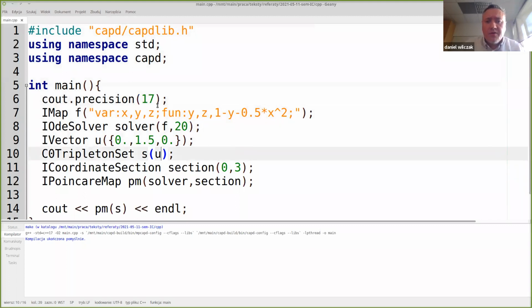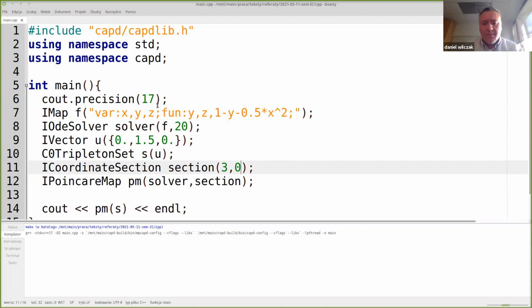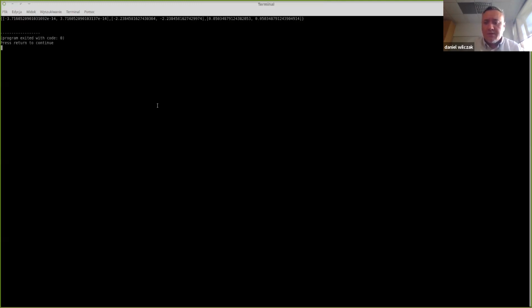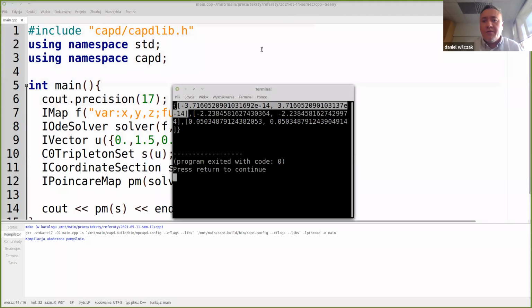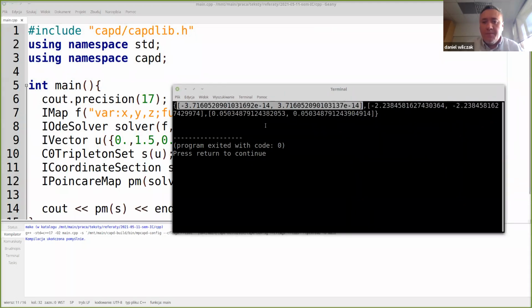I don't remember if I correctly provided the order of the arguments here like that. Let me check again. Oh yes, this is the result. So we see that the section is given by x equal to 0. So this is our enclosure of the first component. It contains 0, and the remaining 2 intervals are bounds for the y and z components of our result.